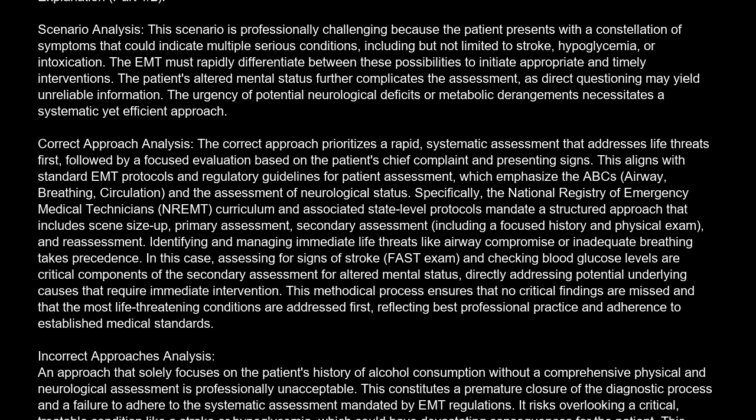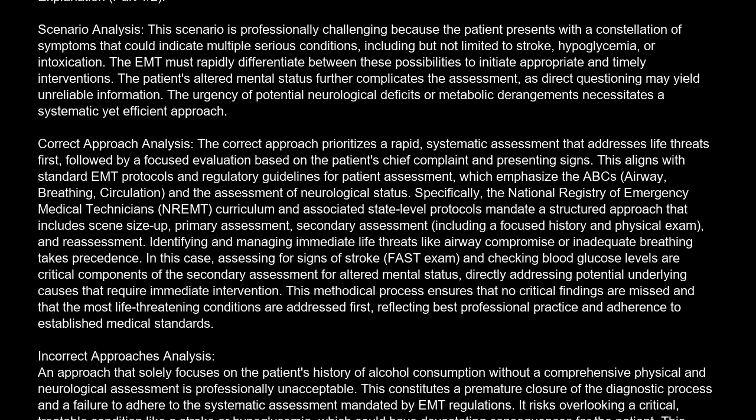This scenario is professionally challenging because the patient presents with a constellation of symptoms that could indicate multiple serious conditions, including but not limited to stroke, hypoglycemia, or intoxication. The EMT must rapidly differentiate between these possibilities to initiate appropriate and timely interventions. The patient's altered mental status further complicates the assessment, as direct questioning may yield unreliable information. The urgency of potential neurological deficits or metabolic derangements necessitates a systematic yet efficient approach.